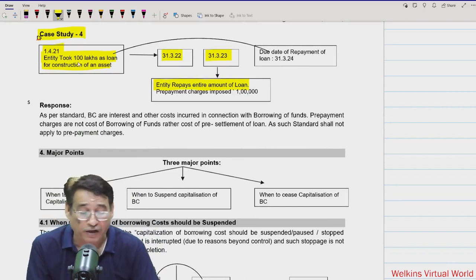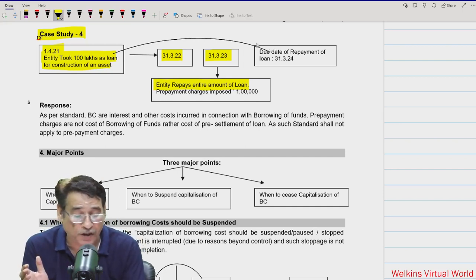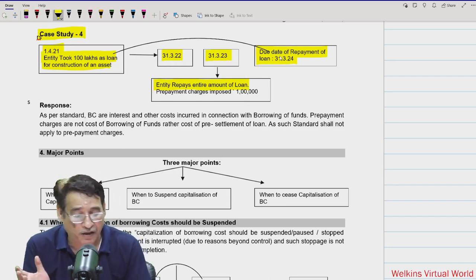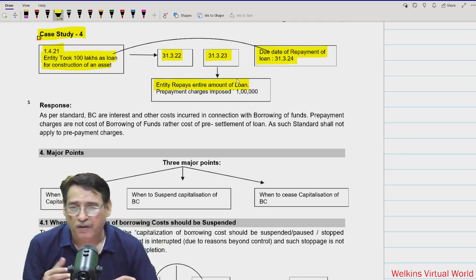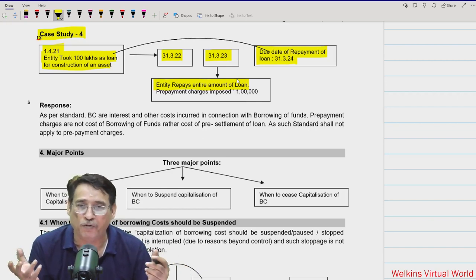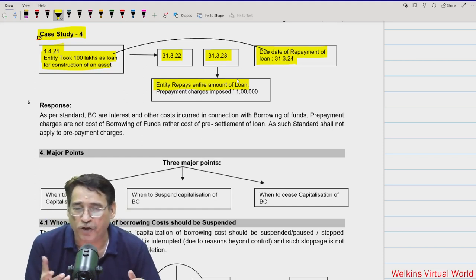We have taken a loan of 100 lakh. Originally, when we took the loan from the financial institution, the due date of repayment of loan was 31st of March 2024. We took the loan on 1-4-2021. Logically, we were supposed to repay the loan on 31st of March 2024. But prior to the due date, that is on 31st of March 2023, the entity repays the entire loan. Now you might be wondering that we are paying the loan much before the stipulated date, so quite obviously we will get some discount. No, if you pay the loan before the maturity date, you will be penalized for the same. That's the interesting point which you need to know.